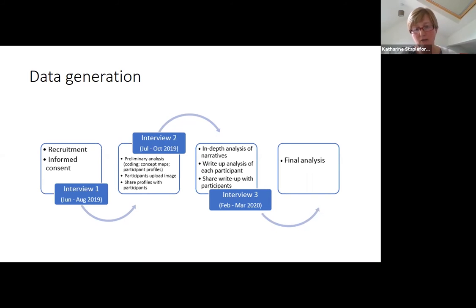And then on those, I conducted more in-depth analysis, and I'll talk about how I did that in the next slide. So prior to interview three, I did that in-depth analysis and shared it with participants. And the third interview was mainly based around us discussing those analyses. And again, participants offering corrections, amendments, and further interpretations and reflections on them.